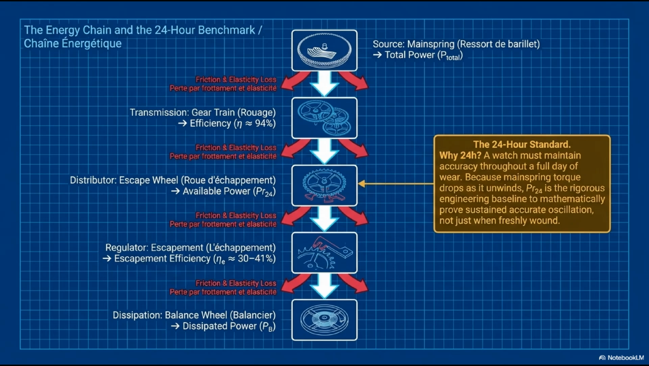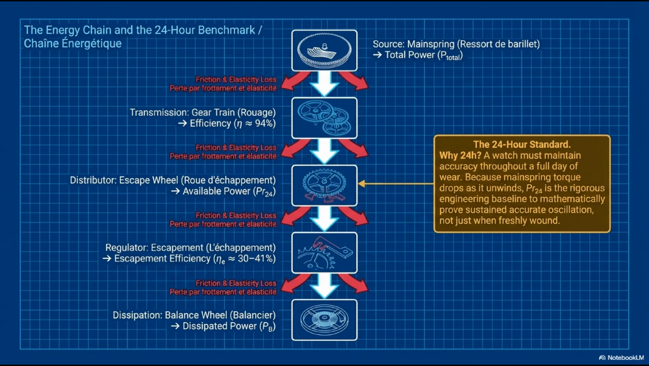Section 6.6 begins with the energy chain and the 24-hour benchmark. This diagram traces the complete power flow from mainspring to balance wheel, with the loss mechanism at each stage labeled in red. Stage 1, the mainspring, ressort de barillet, delivers total power P total. Stage 2, the barrel and gear train, rouage, transmit this power with efficiency of approximately 94%. 6% is lost to friction at gear meshes and pivot bearings.